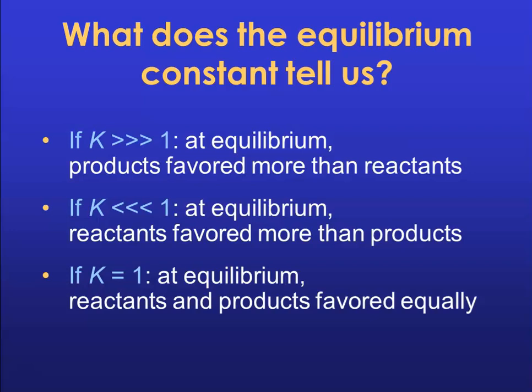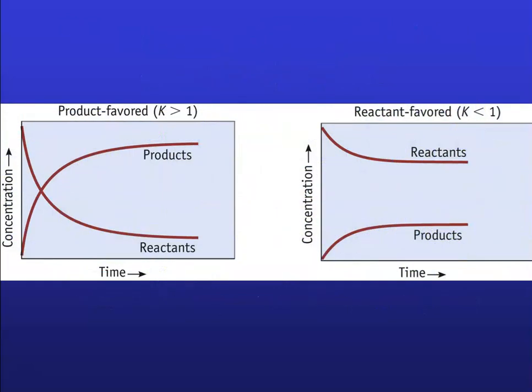And if you happen to be exactly at 1, this does not happen very often, but if you happen to be exactly at 1, then there is an equal distribution and equal favoring at equilibrium for both the reactants and the products. So there you see the product favored. Products have a much greater concentration. The reactant favored, the reactants have a much greater concentration.